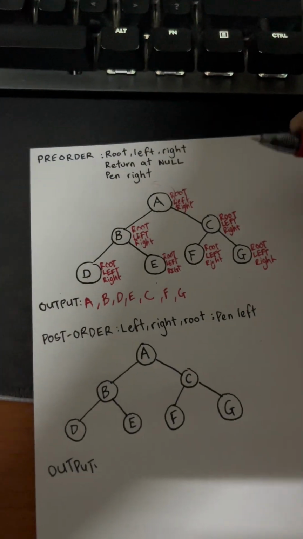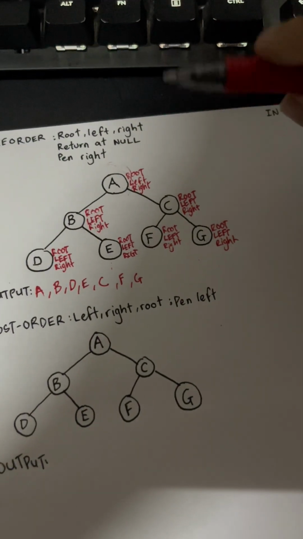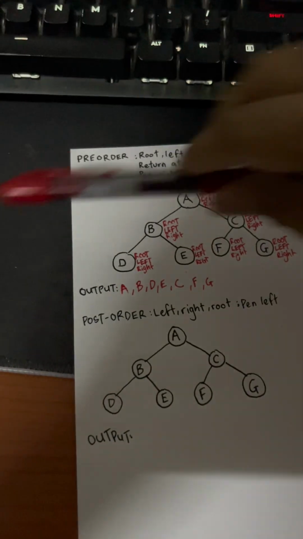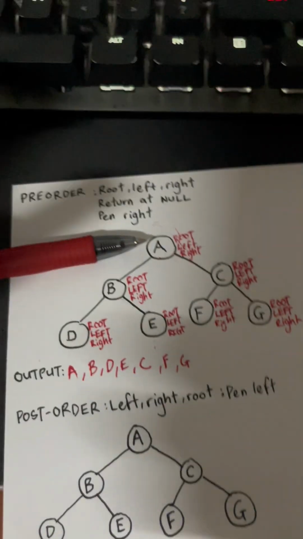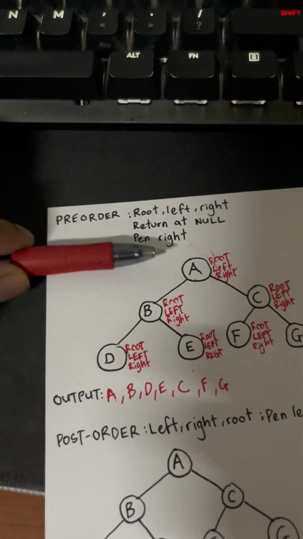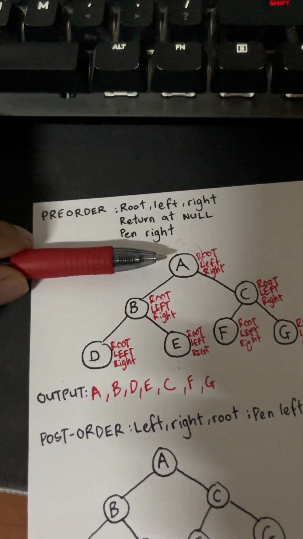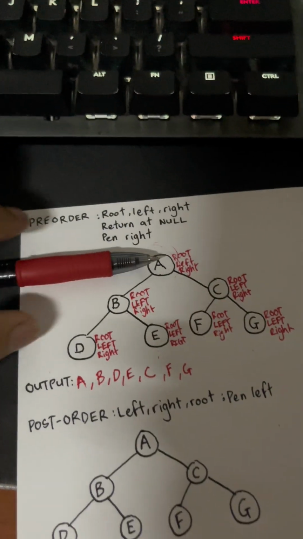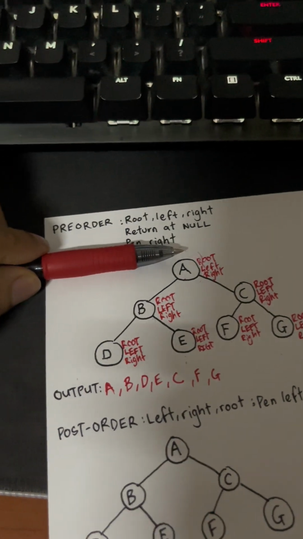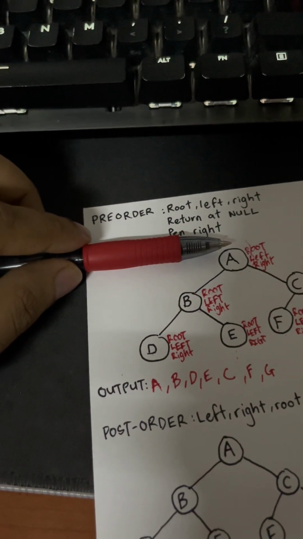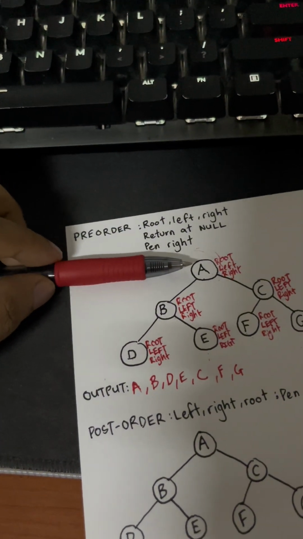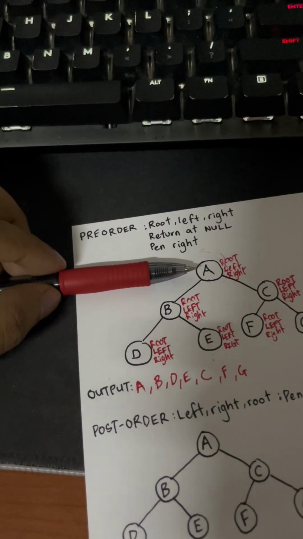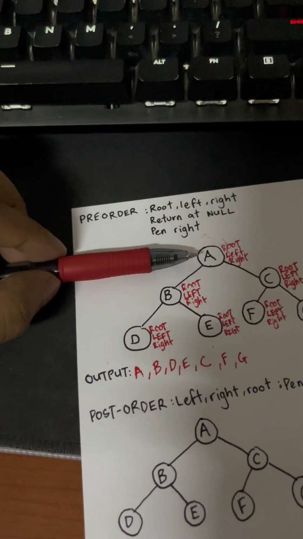So the shortcut is you take your pen and you point it to the right, like this. Okay, you point it to the right. So my pen is pointing to the right. Then you start at the top here and you will trace around the tree. As you trace, you'll see that the point of your pen will start to point at a node. When it points to a node, you print.